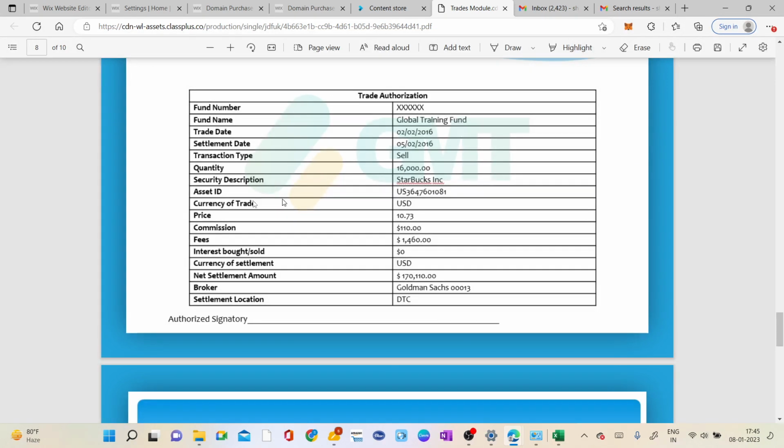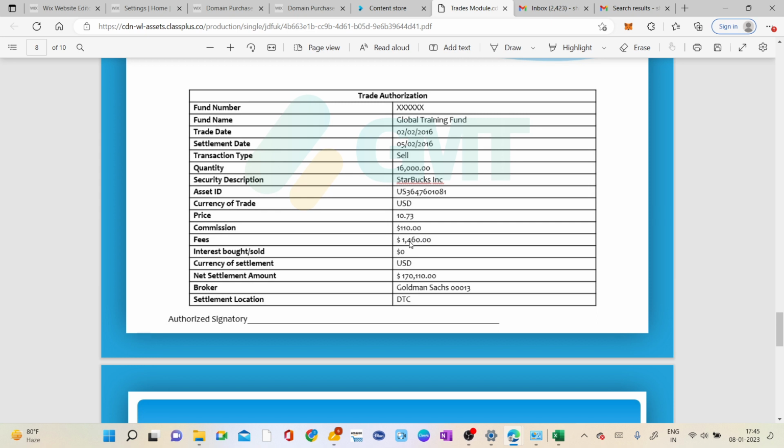See this. Starbucks, ISIN: 1, 2, 3, 4, 5, 6, 7, 8, 9, 10, 11, 12. It is a 12 digit number. Currency, USD. Price: if you multiply the price into quantity, then your calculation would be this.